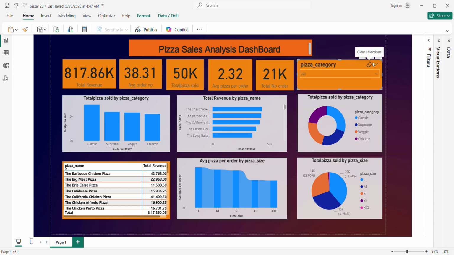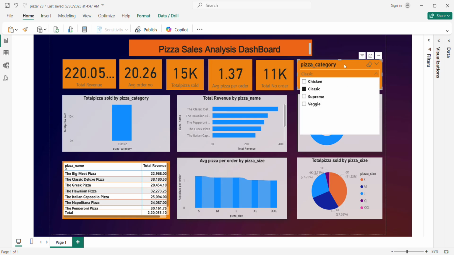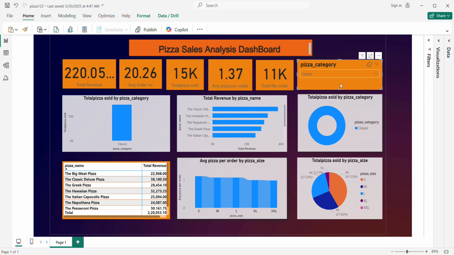Yes, so this is a comparison of the classic category. It includes total revenues, average orders, total pizza sold, average pizza per order and total number of orders of that pizza sales. And the classic category is full in the pie diagram, and the pizza sizes are small, medium, large, extra large and very large.